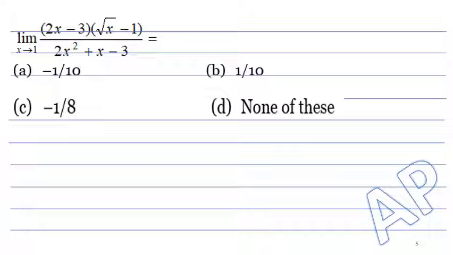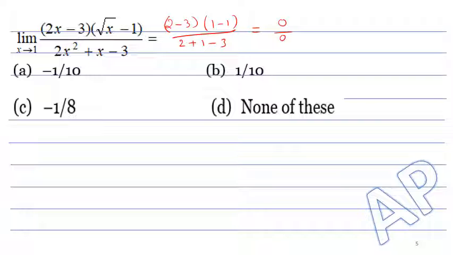Now I will check whether it takes 0 by 0 form. When you give x equals 1, I will get (2 minus 3) into (1 minus 1) here divided by 2 plus 1 minus 3. 1 minus 1 is 0 into minus 1 is 0, and 2 plus 1 is 3, minus 3 is 0. So we have 0 by 0 form.